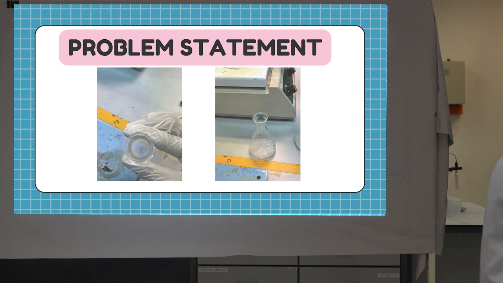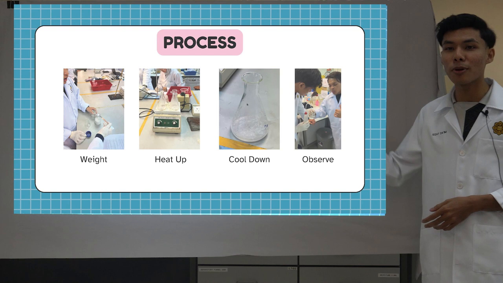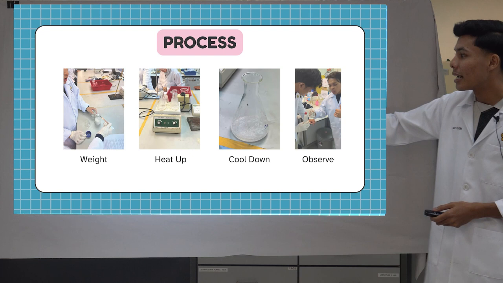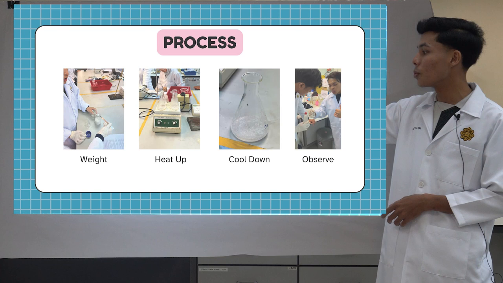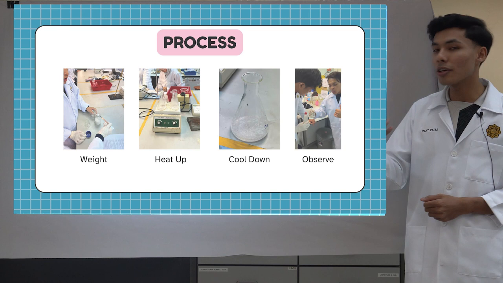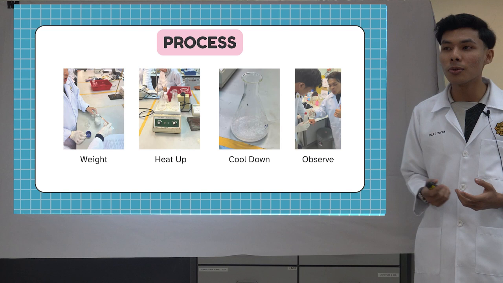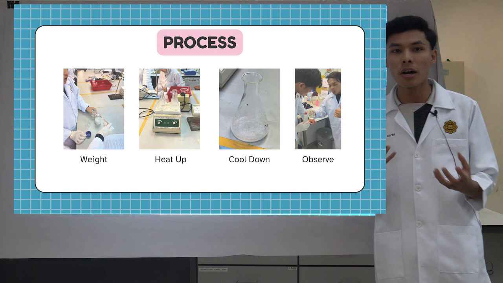For the next part, we're going to take a look at the most vital part of the experiment, which is the procedure. We have a very short procedure, so we're going to go through it slowly and clearly. For the first part, we need to weigh our impure product, which in this case is hydrochloric acid. We add the hydrochloric acid powder into two different conical flasks. We need to make sure that our conical flasks are clean and also dry. After that, we put distilled water into both of the conical flasks.